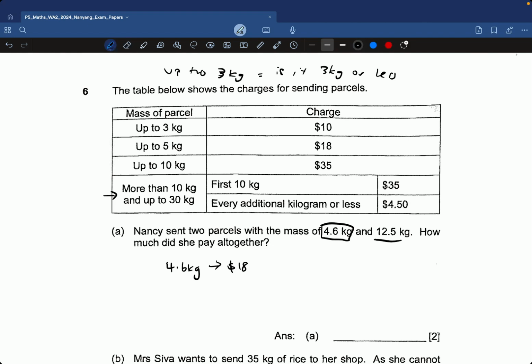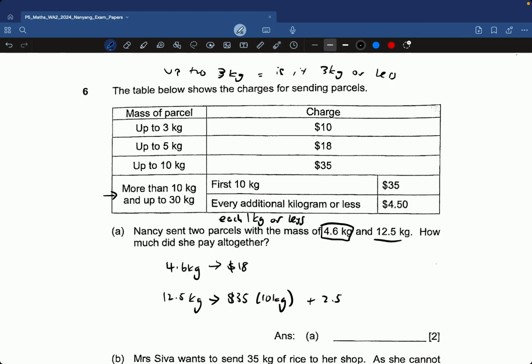So in this row, it says here the first 10 kg is $35, and every additional kilogram or less is $4.50. So for the 12.5 kg, we have the first 10 kg over here, which is $35, right? So this is basically 10 kg. Then we are left with 2.5. It says here every additional kilogram, so that means 1 kilogram or less.